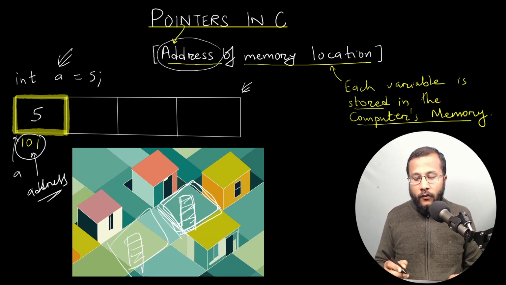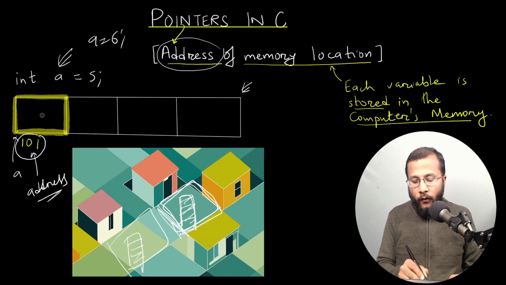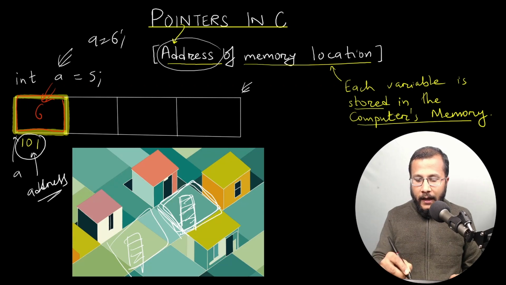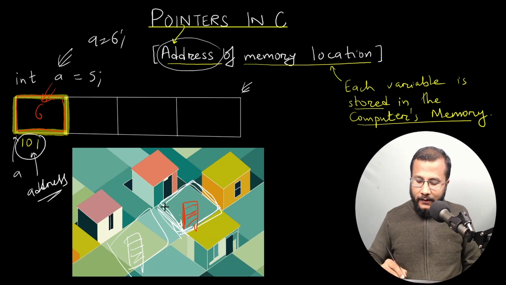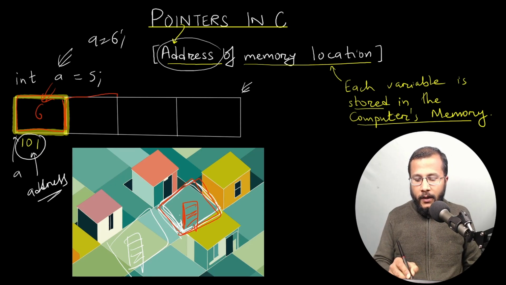I can also very well do a = 6. In that case, this 5 would be overwritten and replaced by 6. Although the space is the same, now I have a different value in this space. Similarly, although I have a building built here, I can demolish this building and create a new building in this particular plot. That is allowed. So you can think of this plot of land as the address in the memory, which is fixed.